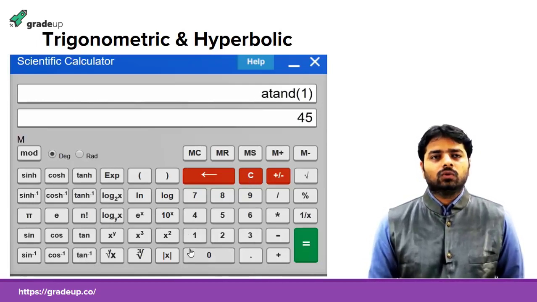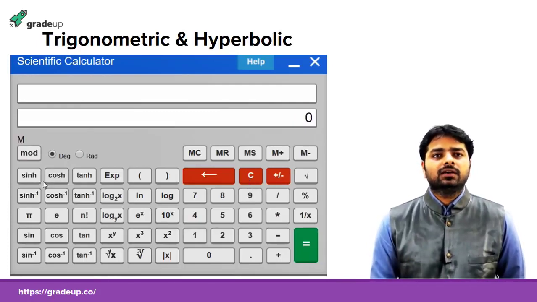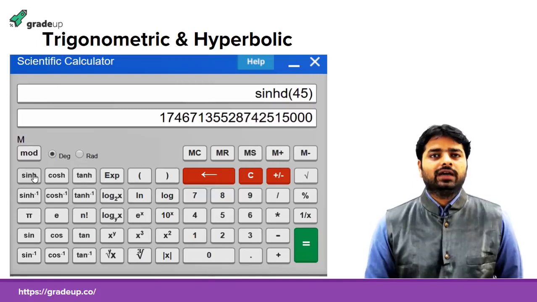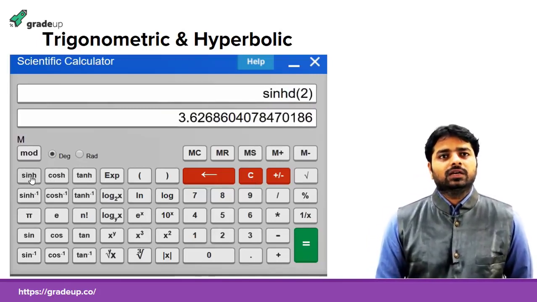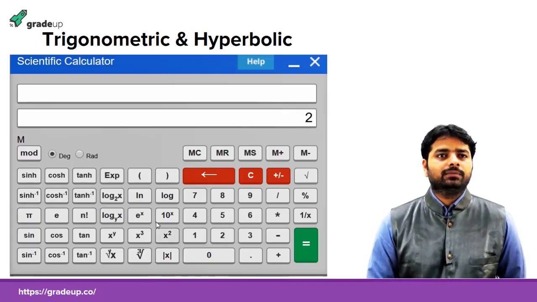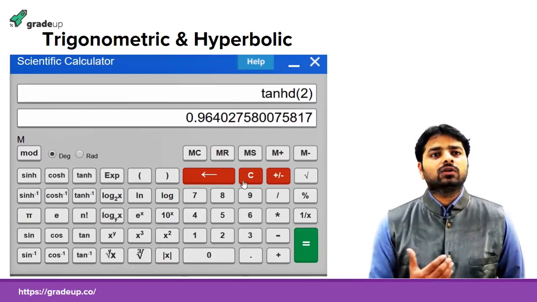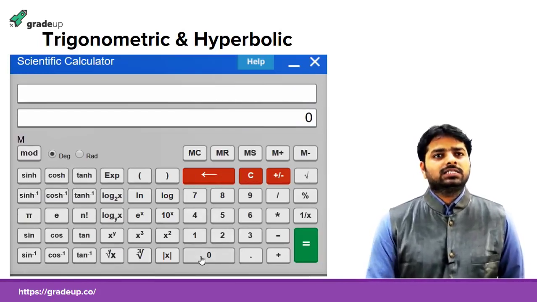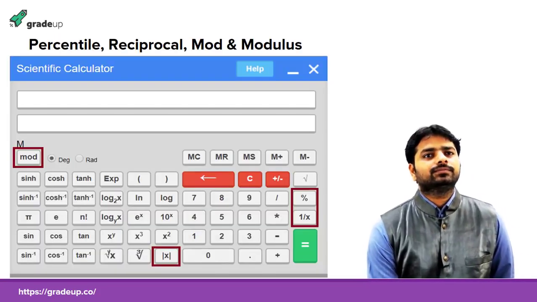After calculating all these functions, you can go for hyperbolic functions. Hyperbolic is similar: first press a number, then press the hyperbolic key, and it will be calculated. Sinh of 45 will be a very big number. Similarly, you can do that for any number, sinh of 2 or any other, cosh of 2, and similarly you can also use inverse hyperbolic functions. This is easy to calculate, and you can do it for all the remaining ones.